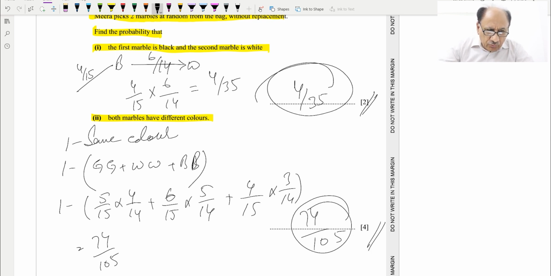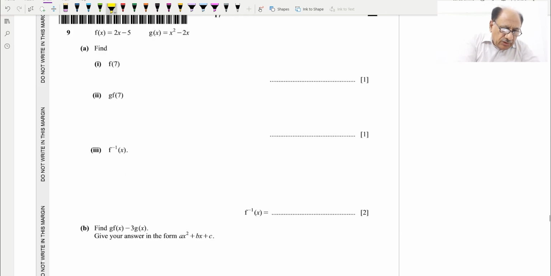Hopefully you understood this. Question number 9, functions question. f of x is equal to 2x minus 5, and g of x is also given. Find, part A, f of 7. So we'll be replacing 7 in f of x. So this will be 2 into 7 minus 5. 14 minus 5 will be 9. So the answer will be 9. 1 mark question.